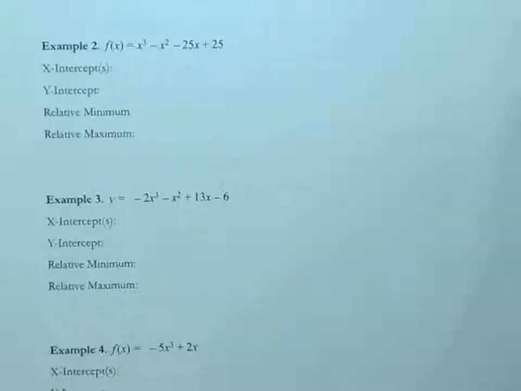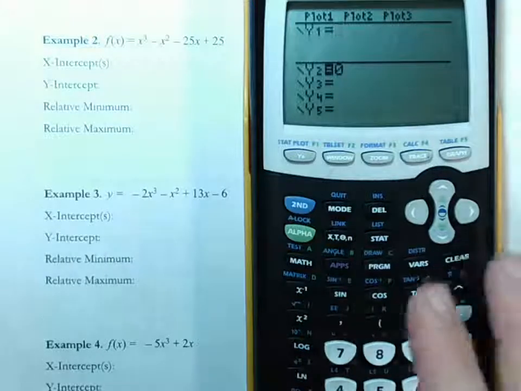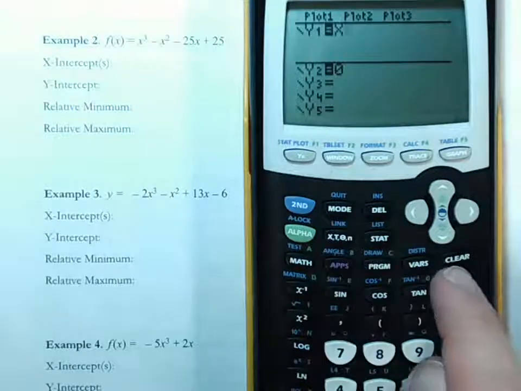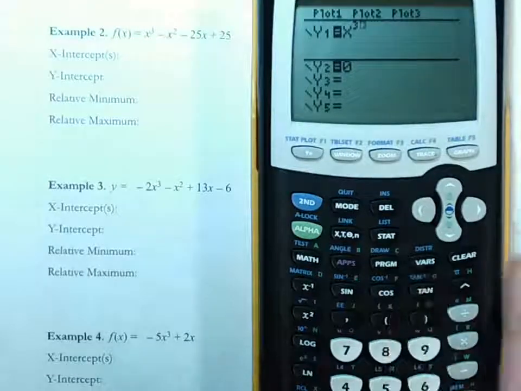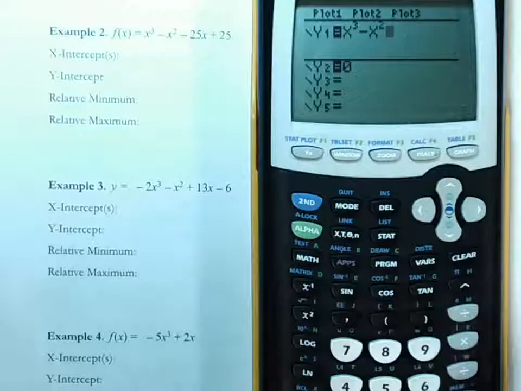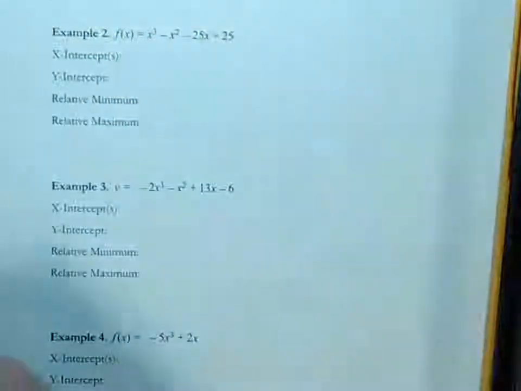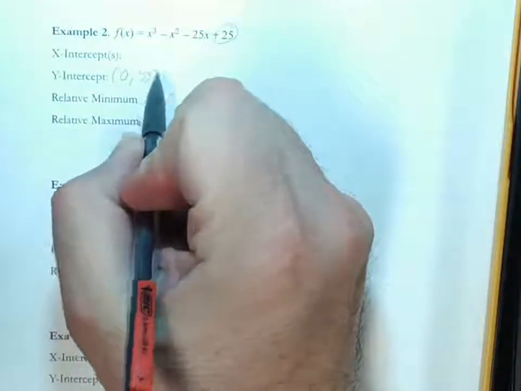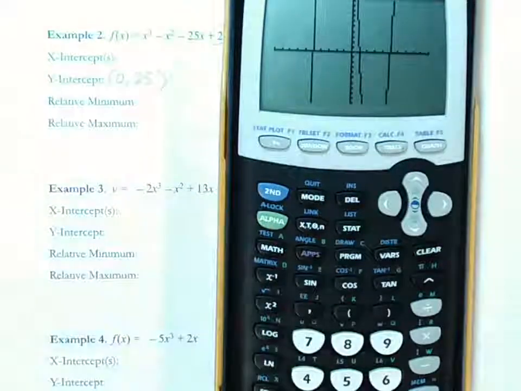Let's see. So we're going to type this. I'm going to go y equals. Clear that out. So we got x to the 3rd power. Good. And then right arrow to get out of there. Minus x squared minus 25x plus 25. And I hit graph. Don't forget, before we even start, that's my y-intercept, 0, 25. And there's my graph.